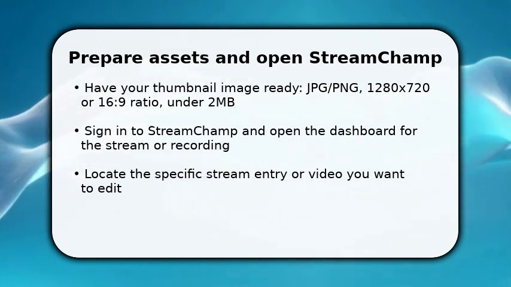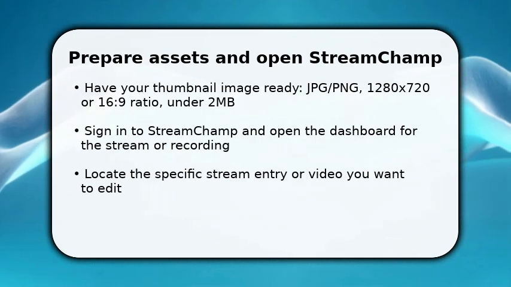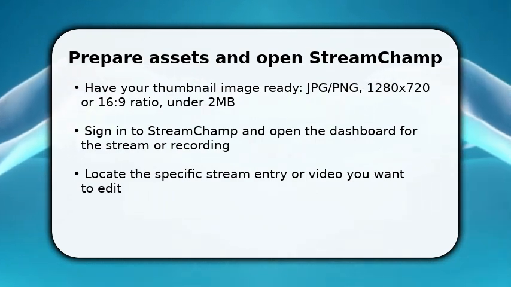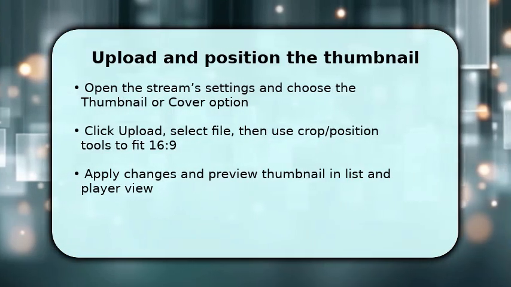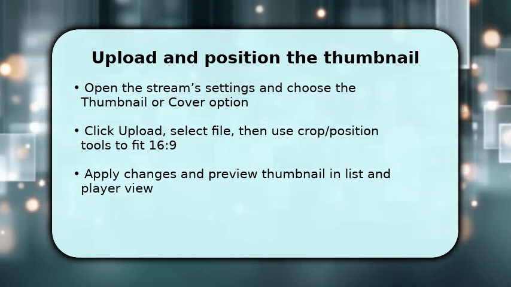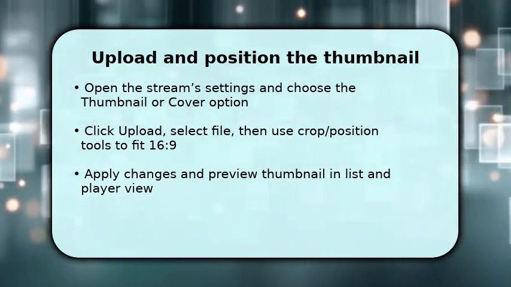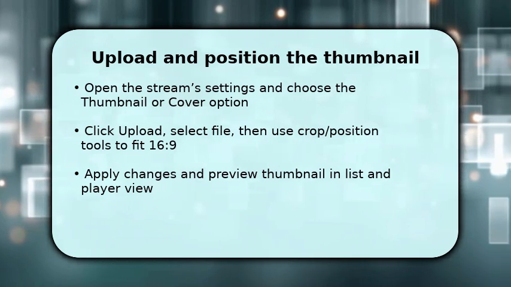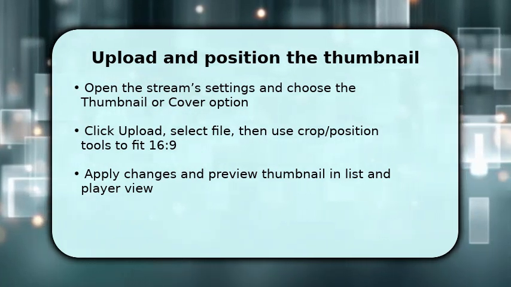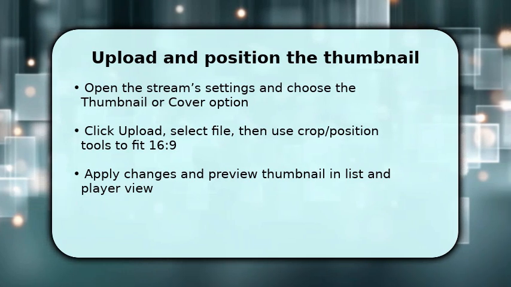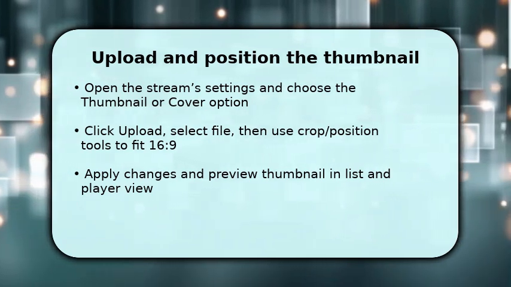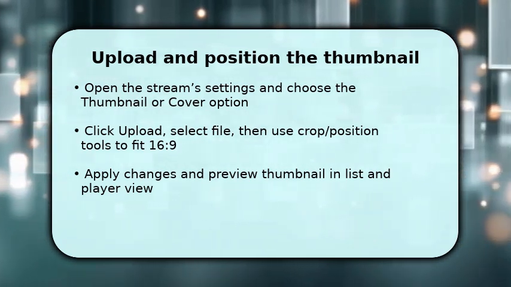Now that the target item is open, you're ready to access the thumbnail control in the item settings. Next, open the chosen stream settings and select the thumbnail or cover option. Click Upload, pick your prepared image, and use the crop and position tools to ensure key elements sit within the safe frame for 16:9 displays. Once positioned, apply or save the change.